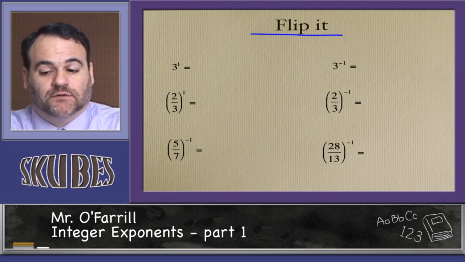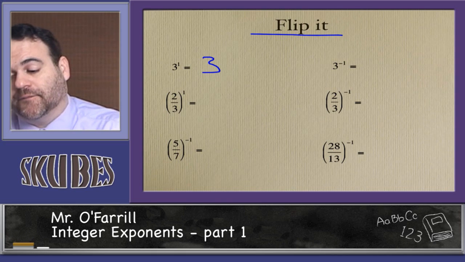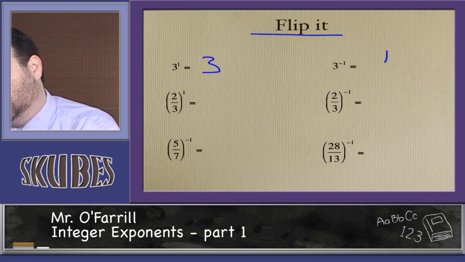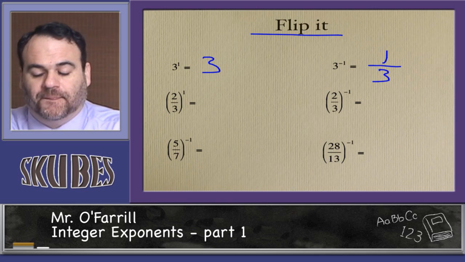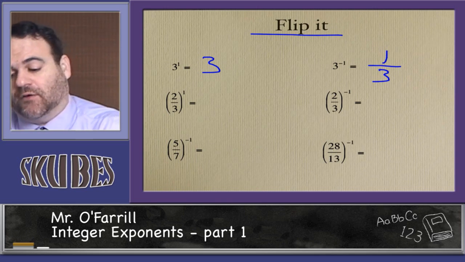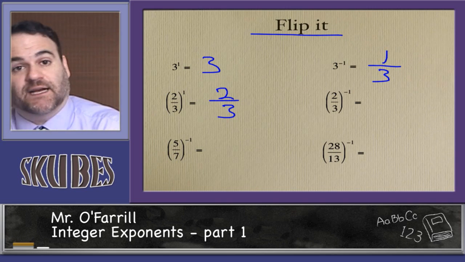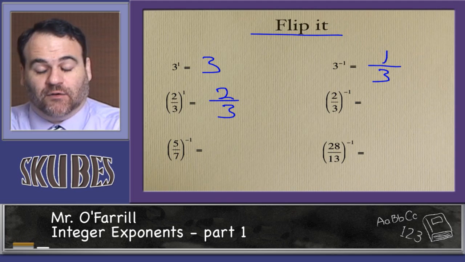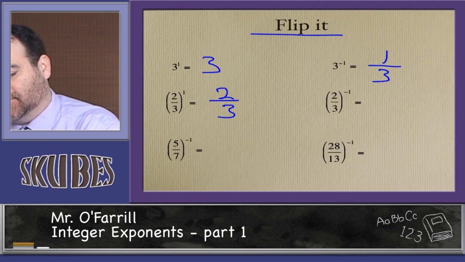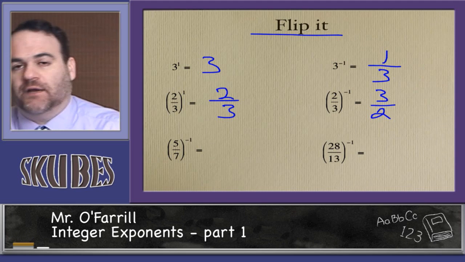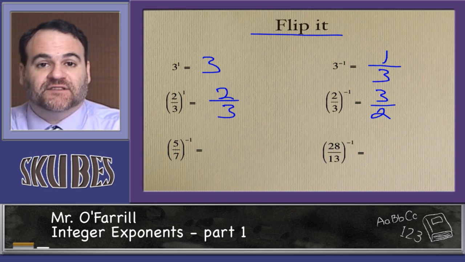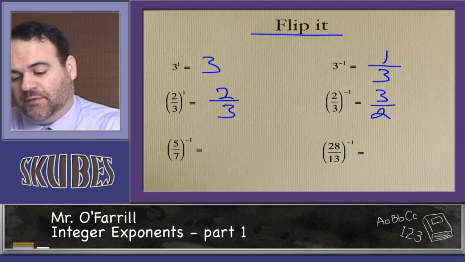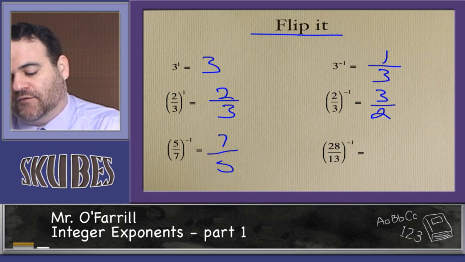3 to the first, we already know, is 3. 3 to the negative first, flip it upside down. 1/3. 2/3 to the first power is simply 2/3. That's the identity. It doesn't do anything. So 2/3 to the negative first power, we flip it. It becomes 3/2. 5/7 to the negative first power, just flip it. 7/5.